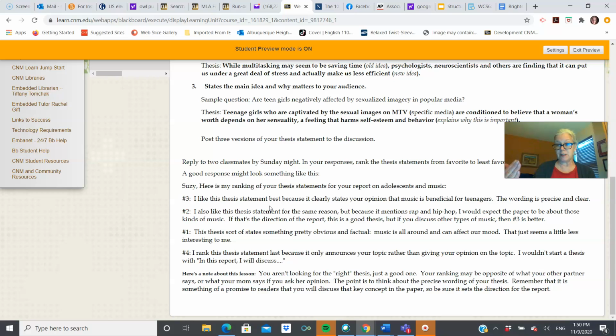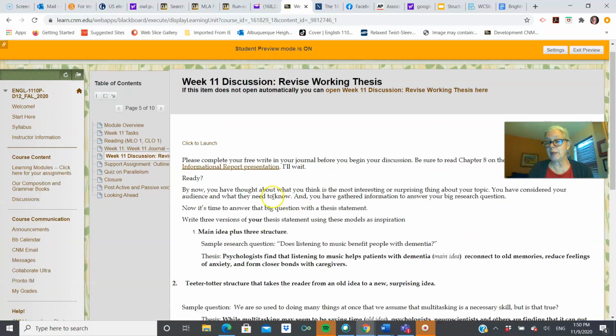When you read somebody else's thesis statements, which ones do you think are going to be the most specific, the most interesting, and most likely to lead to a well-structured essay? Okay, so you're going to give each other feedback and your responses. This will help you out.